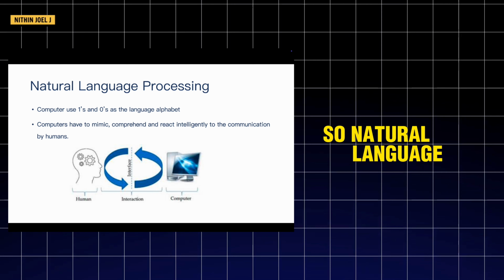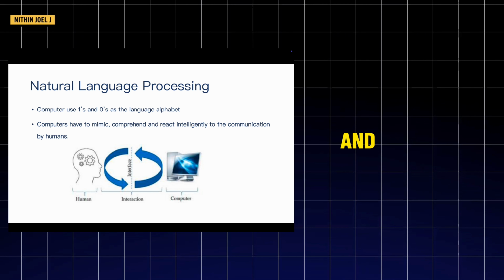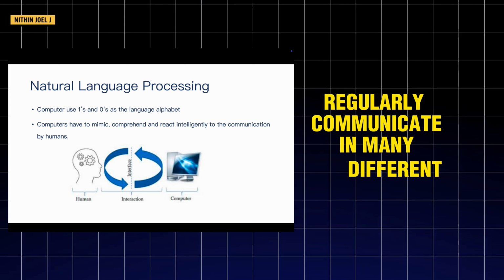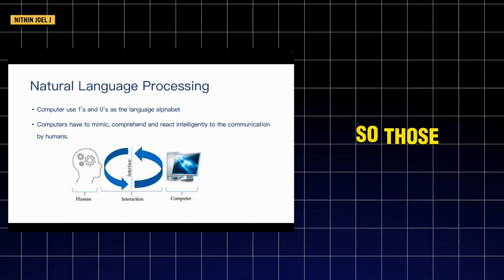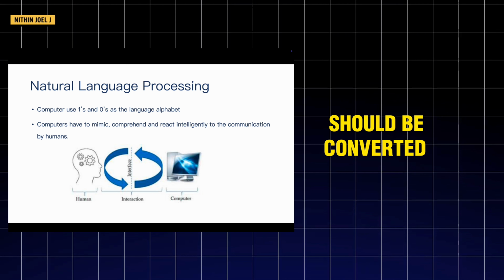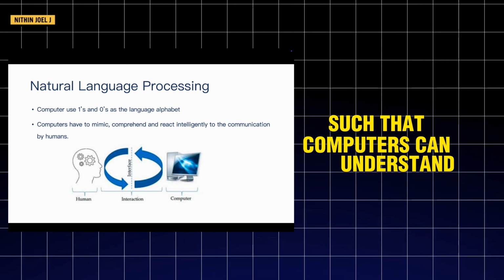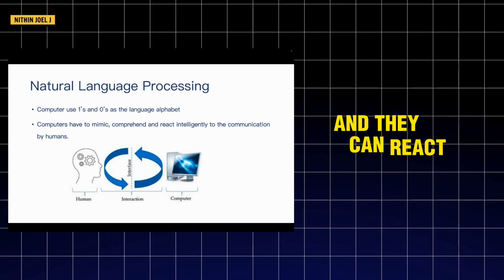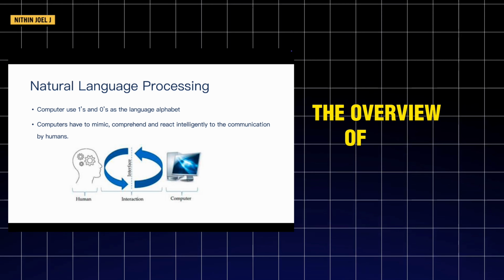Natural language refers to how people communicate with one another, and humans regularly communicate in many different languages like English or any other regional languages. Those languages should be converted into ones and zeros such that computers can understand and react intelligently to communicate with humans. So this is called the overview of natural language processing.